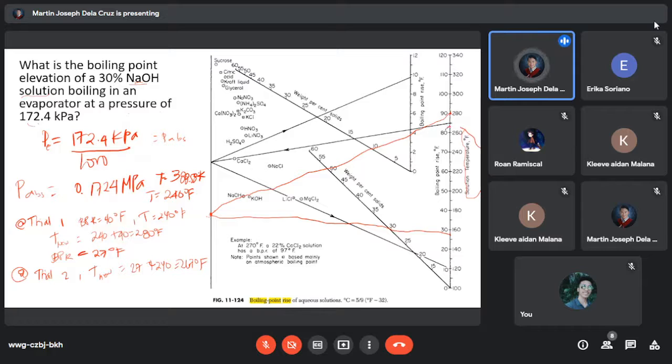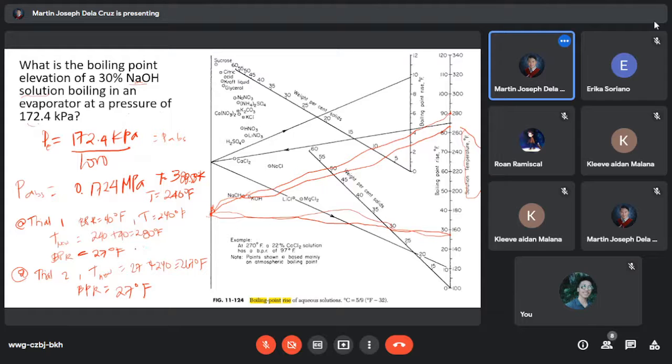I-intersect ulit natin siya kay NaOH. Okay? So, basta intersect nyo lang kung saan man siya mapadpad, kung saan siya nag-intersect, doon lang din yung magiging reference point nyo sa another intersection ng 0.3. And I think doon sa next trial natin, makukuha na natin yung answer, class, which is another 27 degrees. Okay? So, try nyo na lang later, class, no?